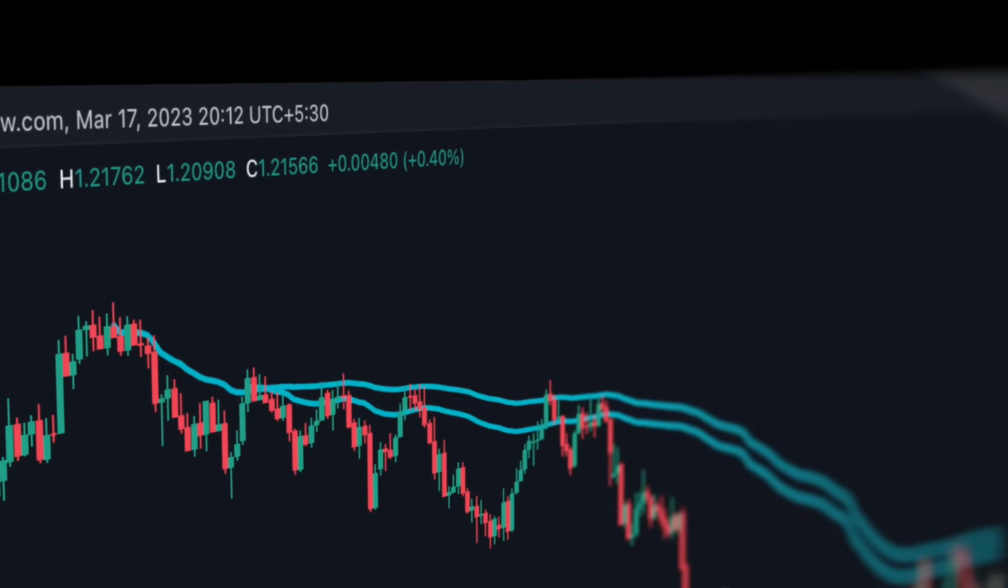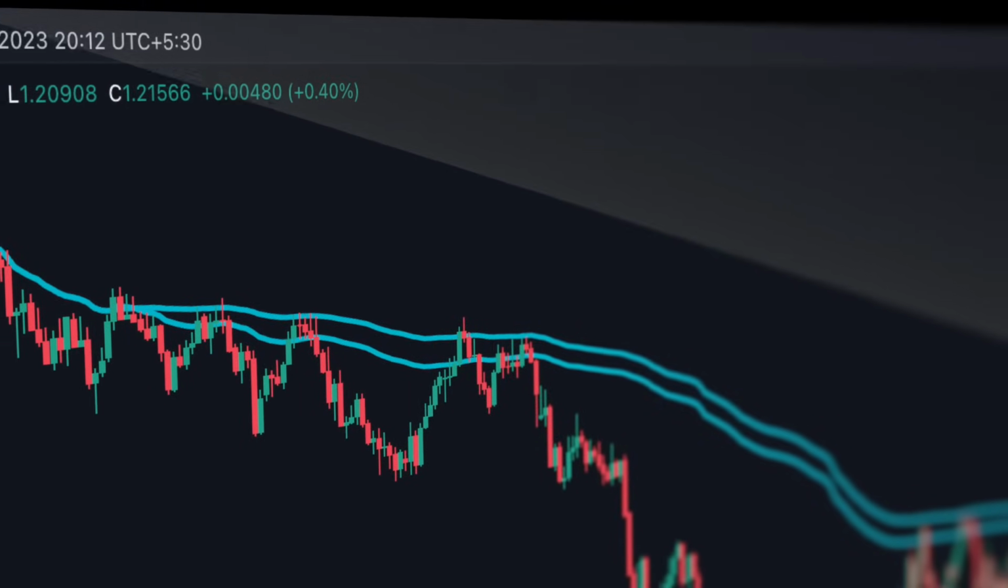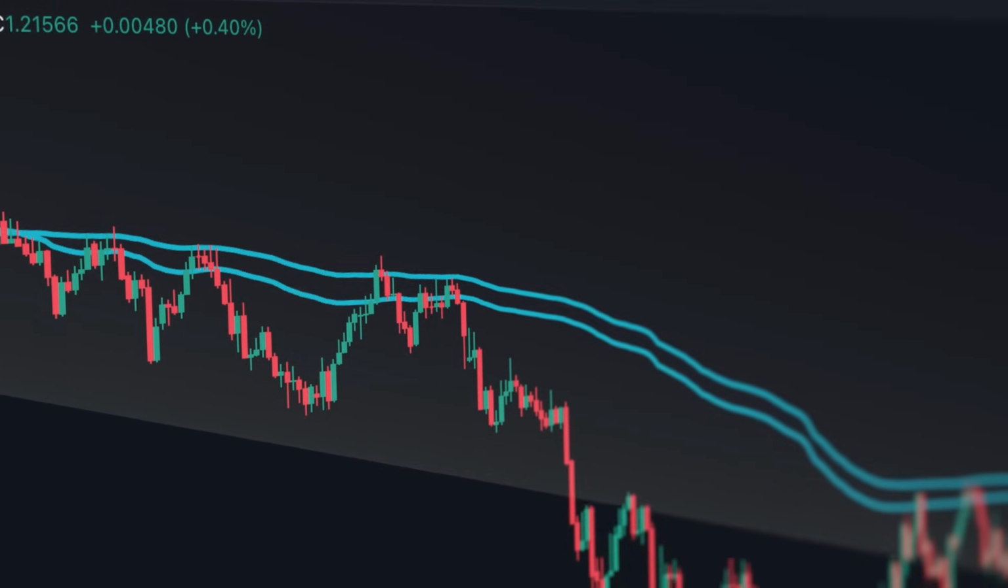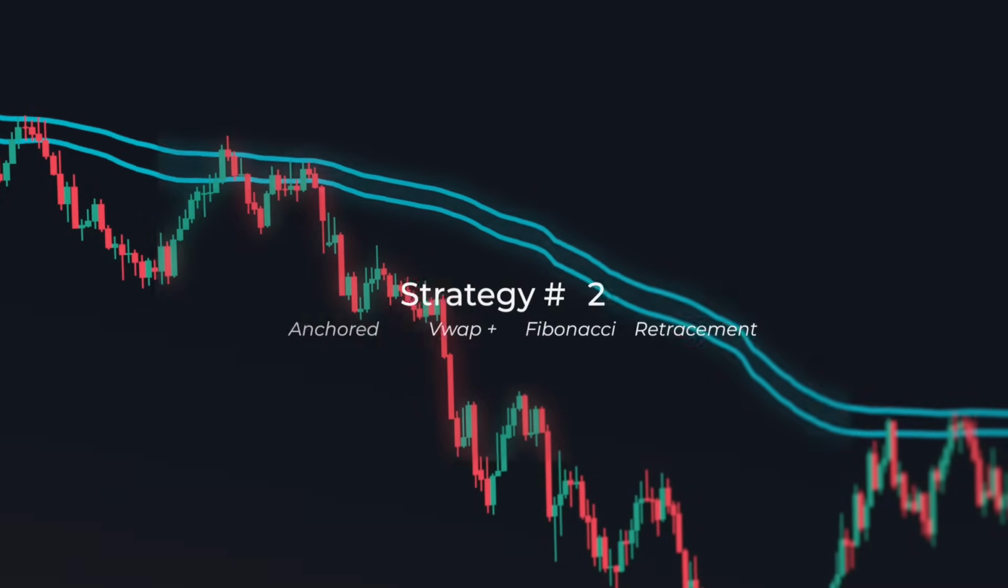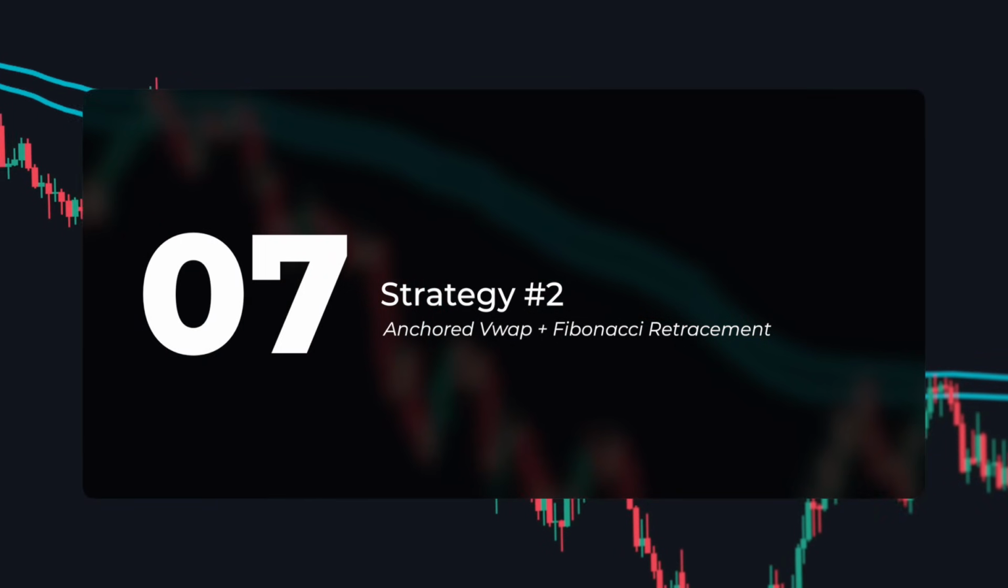I hope you understood the strategy, but we are not done yet. We still have 2 more strategies to cover, so let's move on to the next strategy. Topic 7. Anchored VWAP plus Fibonacci Retracement.